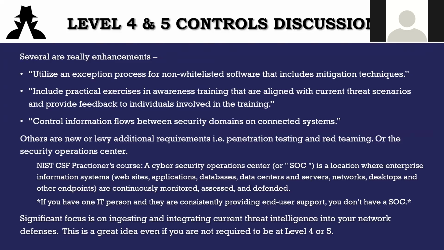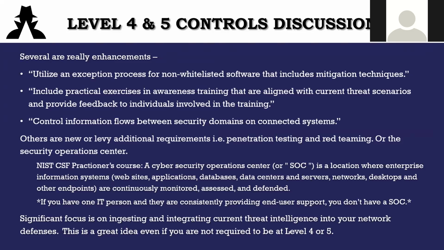If you look at 171, you're supposed to have a blacklist or whitelist for application software. And one of the controls is utilize an exception process for non-whitelisted software that includes mitigation techniques. So it really is a maturing process. It's an enhancement. Control information flows between security domains on connected systems.